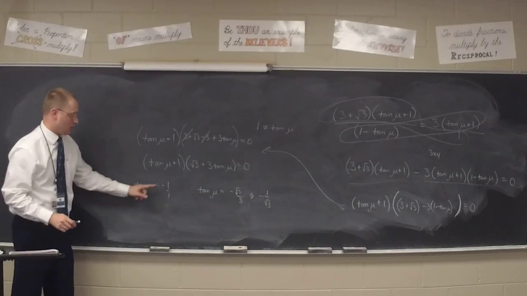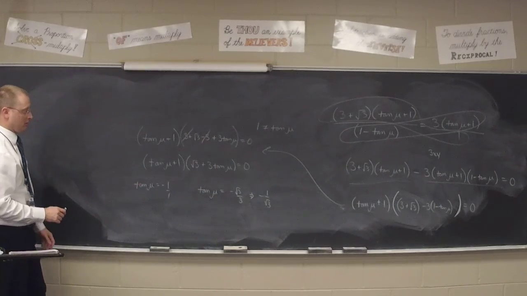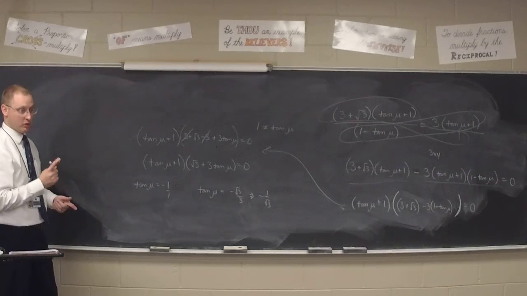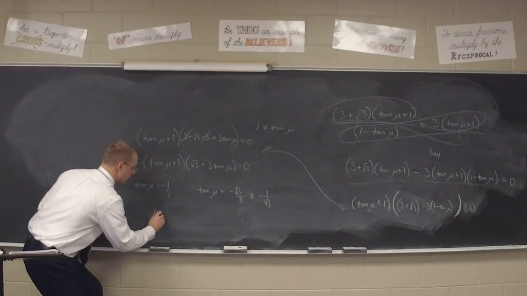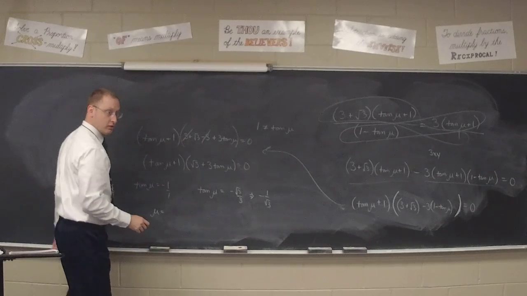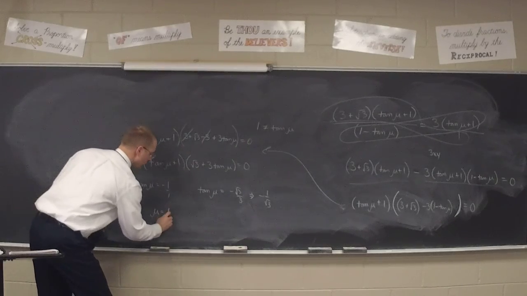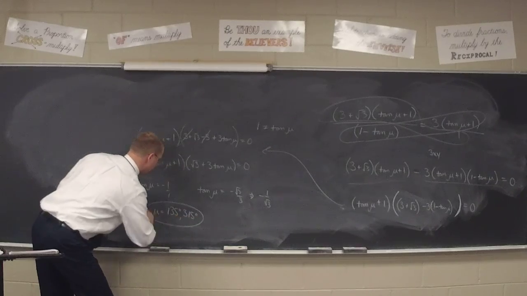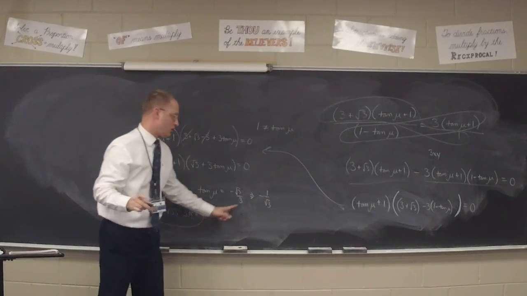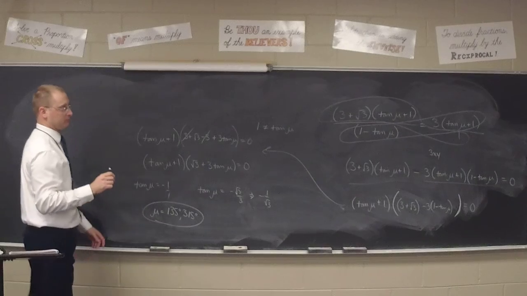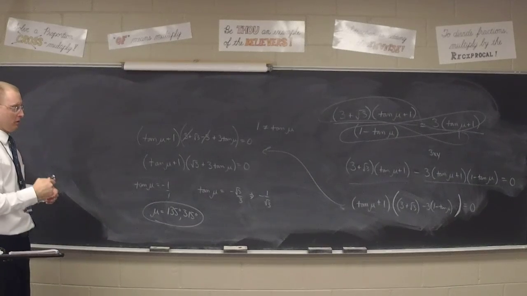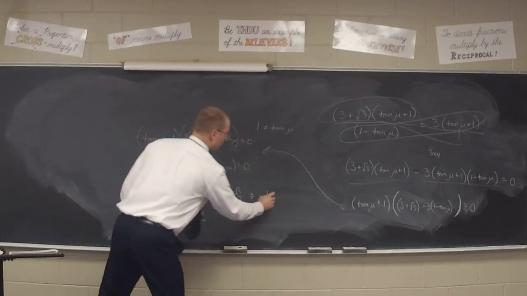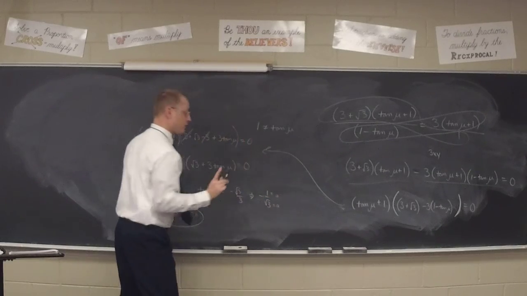When is tangent 1 over 1? 45. When is it negative? Quadrants 2 and 4. So mu is 135 and 315. All right. When is tangent 1 over square root of 3? 60. No, 45. It's 30. Opposite over adjacent. That'd be at 30.